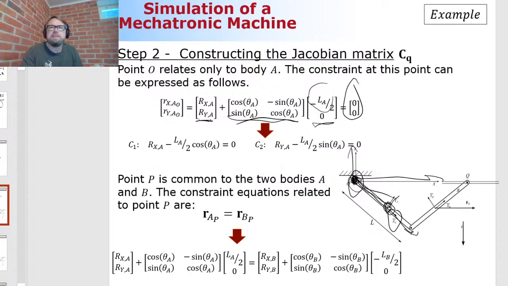Now, this zeros here refers to the fact that this point that we wanted to constrain is actually located in the center of the body, the global coordinate system. So that's going to give you two constraint equations, 1 and 2, and that's it.